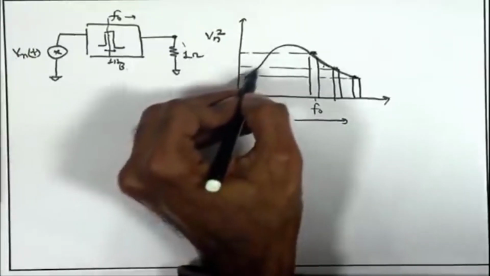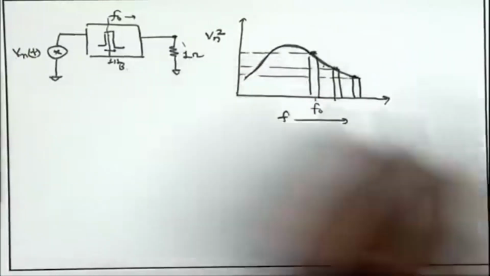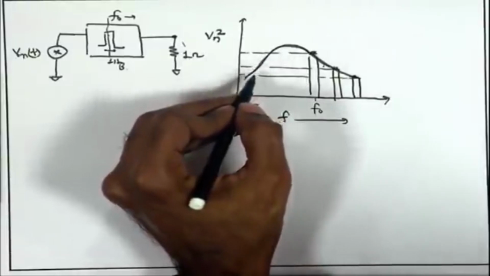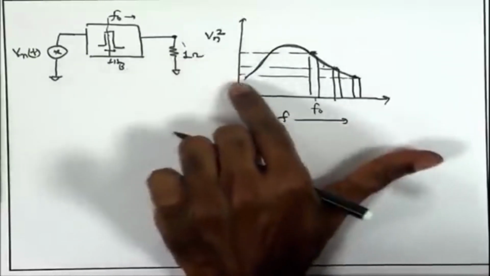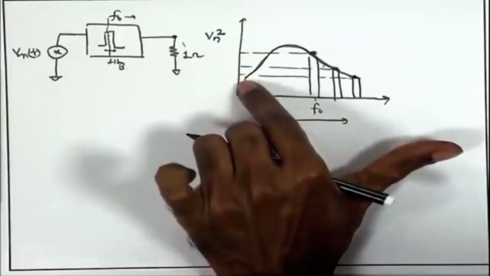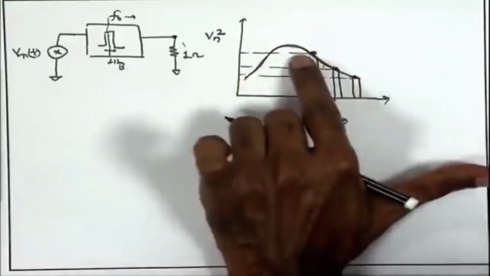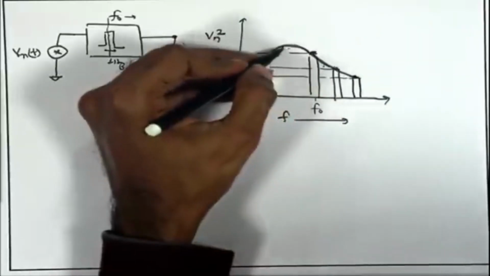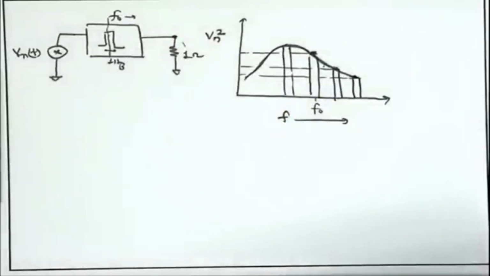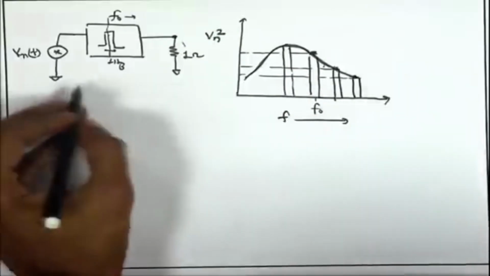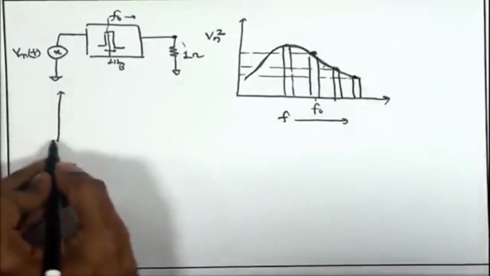So, by joining these points using a smooth curve, I get the noise power spectral density. It is telling us how the mean square power of the noise delivered to the load varies with frequency, which frequency has the highest component. If the peak is over here, we say that at this frequency you have a very high component of the noise.